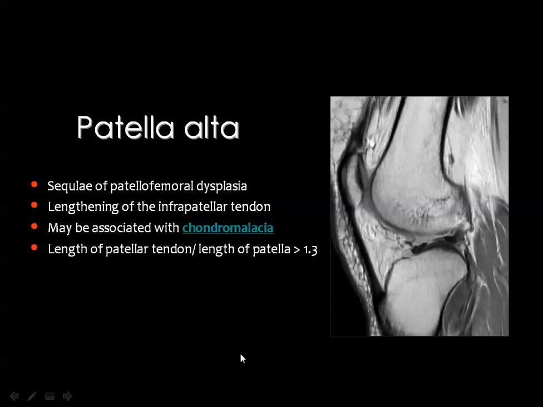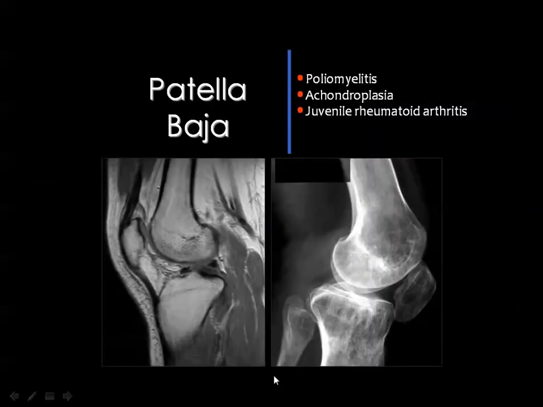And you should know that any abnormal position of the patella, whether it is displaced up or down or laterally, will affect the mechanics of the patella and will increase the rate of degeneration of the patellar articular cartilage and the development of chondromalacia.